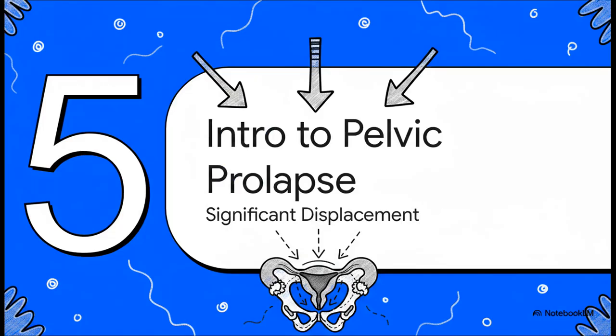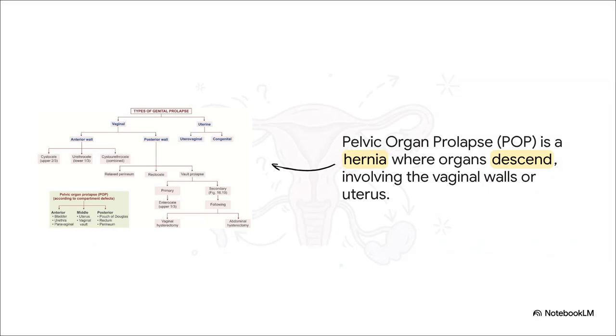Okay, so far we've established that retroversion on its own is usually no big deal. But now let's connect it to a situation where it is a big deal, and that's pelvic organ prolapse. So what is pelvic organ prolapse? You can think of it basically as a hernia of the pelvic floor. The supports get weak, and organs like the bladder, the uterus, or the rectum start to descend or bulge down into the vagina. As you can see here, we broadly classify these into vaginal prolapse and uterine prolapse.